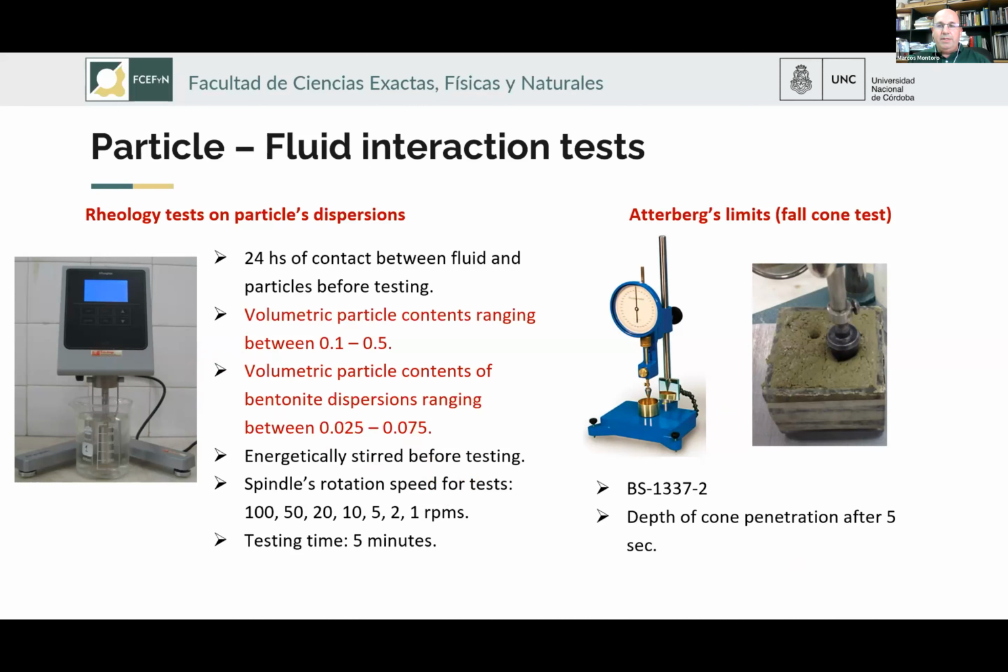For the test, the particles were allowed to be in contact with the suspending fluid for 24 hours before testing. Then the dispersion was energetically stirred for 5 minutes before conducting the test. The shear stress of each dispersion was measured using different rotational velocities, using a Fungilab rotational viscometer. We recorded the data of the viscosity measurements during 5 minutes.